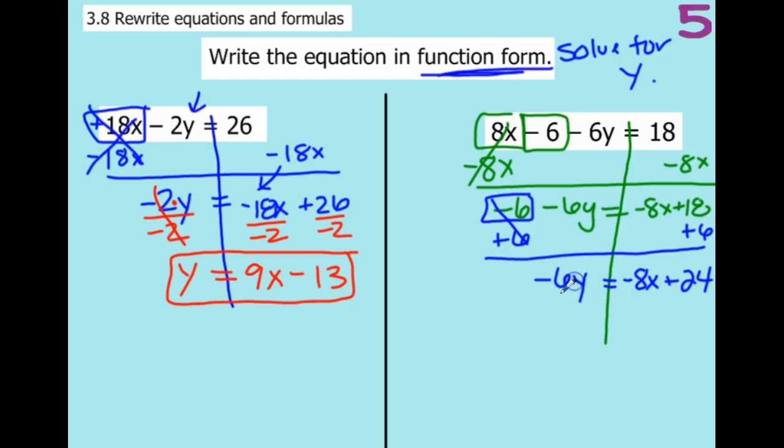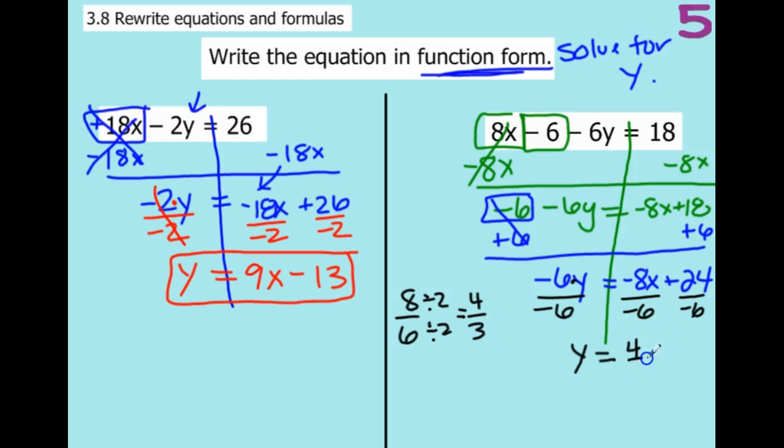And then last, the opposite of multiply is divide. So we have y equals, 2 negatives make a positive. 8 over 6 we can divide by 2. Will give us 4/3 x. And 24 divided by 6 is 4. So if it's not going to be a nice number, just leave it as a fraction.